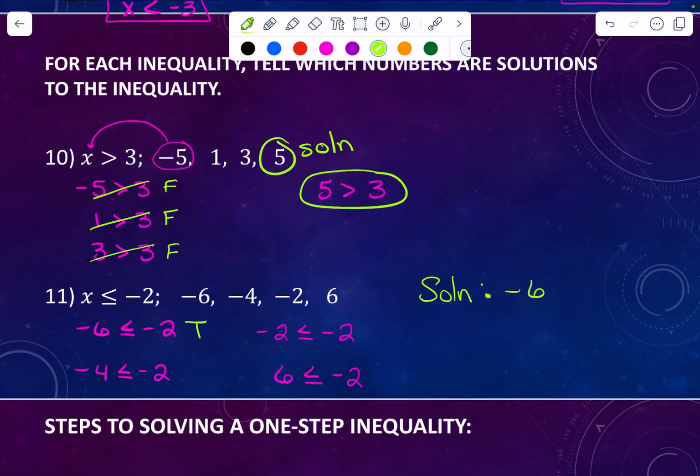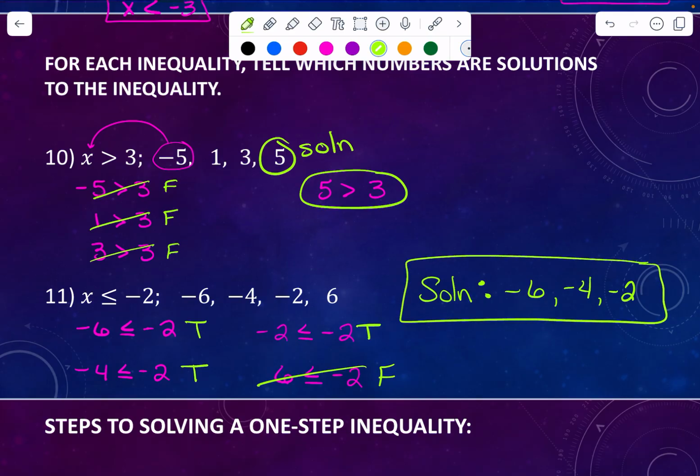There's 1. Might be more, so I need to check. Is -4 less than -2? Yep, that works. So -4 is part of my solution. Is -2 less than or equal to -2? Well, it's equal to, so that would also be true. So that would be part of my solution. Is 6 less than or equal to -2? Nope, that's false. So my solutions that they gave me would be -6, -4, and -2. And there we have how to write, graph, and determine solutions of an inequality.